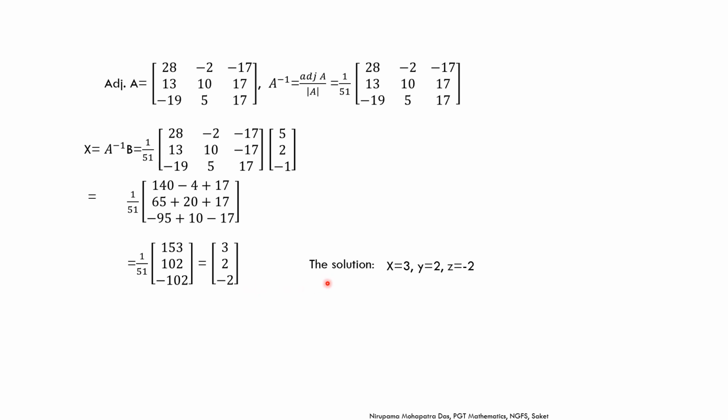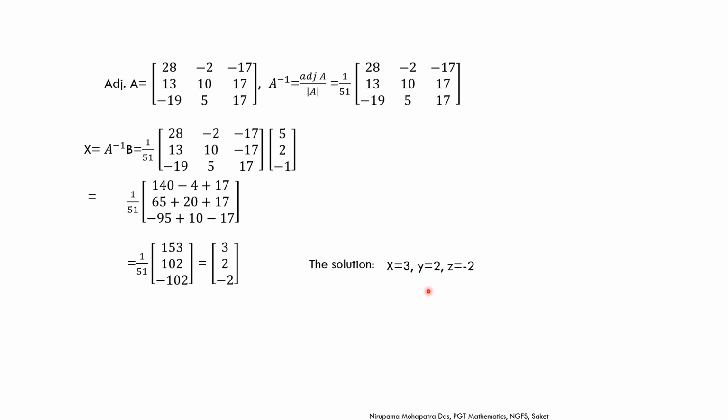Now one important point is, after getting the solution, to check whether our solution is correct or not. If you want to verify this, put x equal to 3, y equal to 2 and z equal to minus 2 in the system of equations. You can substitute these values in any one of the equations, or in all the equations. If these values satisfy the system of equations, you can be sure your answer is correct.